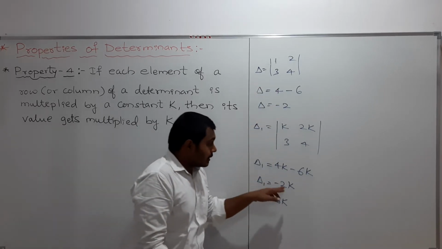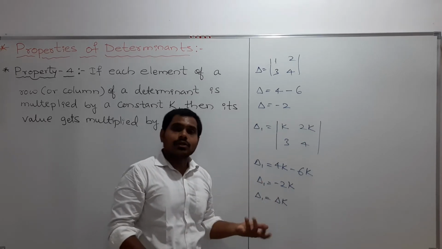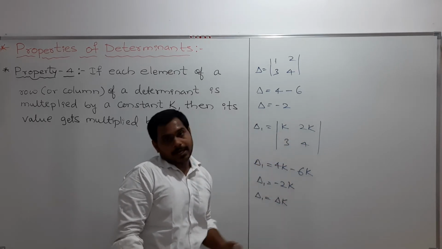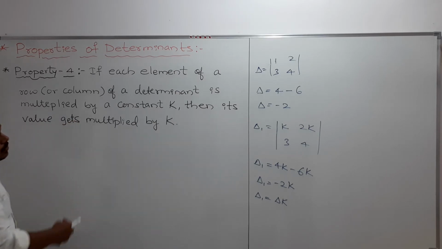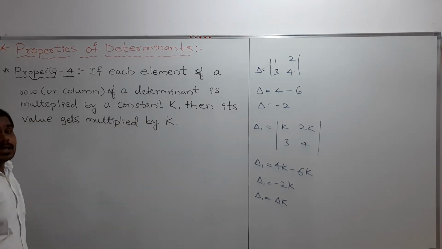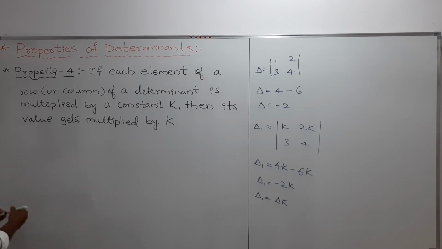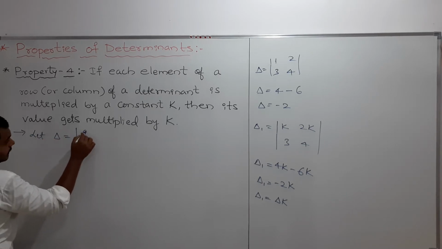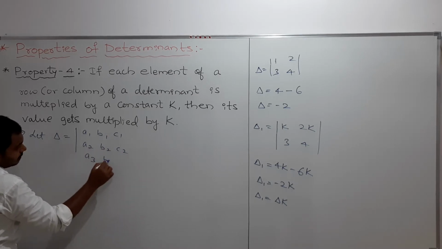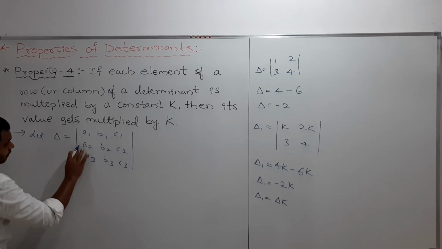Clear? And my dear students, k may be any number, 1, 2, 3, whatever you can take. That is the constant I am considering here, in general k. I hope you understood. Now we will verify this property by taking one example. I take a general determinant of order 3. Let delta be equal to a1, b1, c1, a2, b2, c2, a3, b3, c3. This is the determinant I consider.